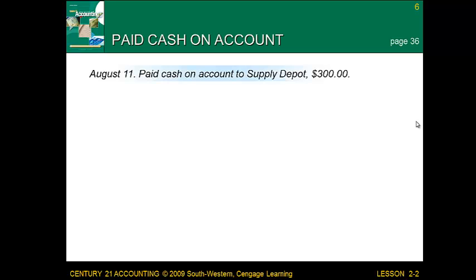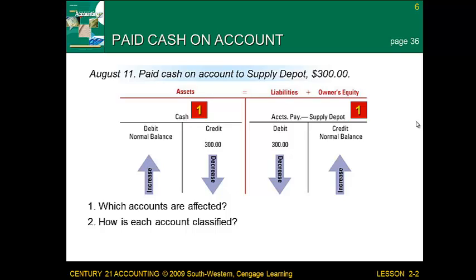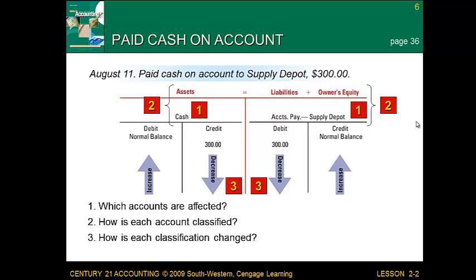August 11th paid cash on account to Supply Depot, $300. Cash is affected, accounts payable Supply Depot is affected. Assets decrease and liabilities decrease. In this case, $300 is credited to cash and $300 is debited to accounts payable Supply Depot. This transaction affects the accounting equation by causing both the left side and the right side to decrease.